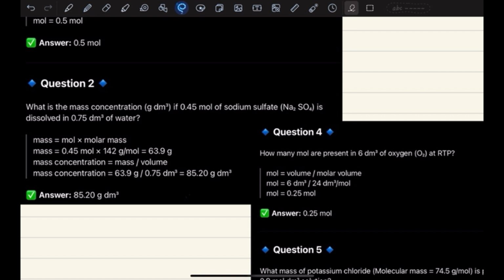How do I approach it as a student? But you can see here, we've got the moles. We know what the molar mass is, so we can find the mass. That's the first part of getting that mass concentration. Now we have the mass. We need to divide that by the volume, which was given in the question. We get that concentration. Cool.